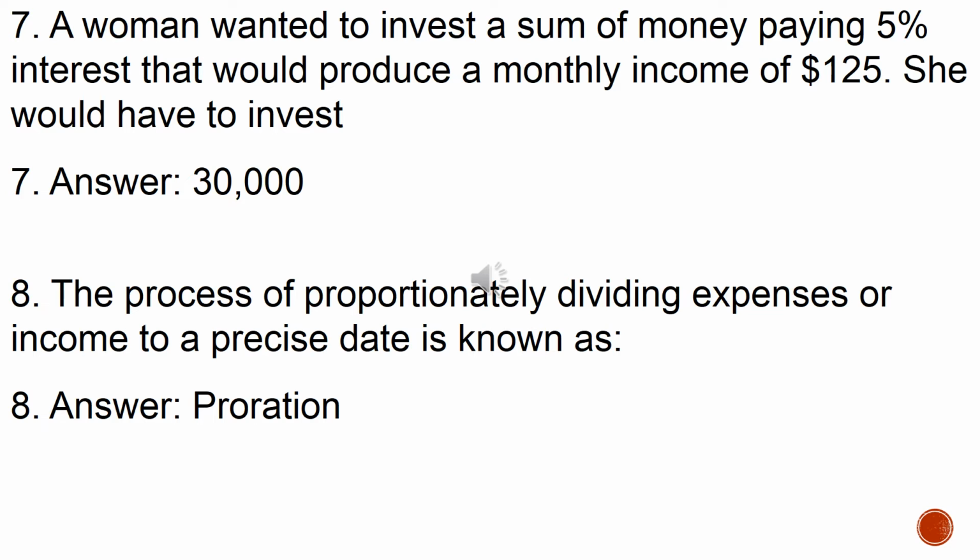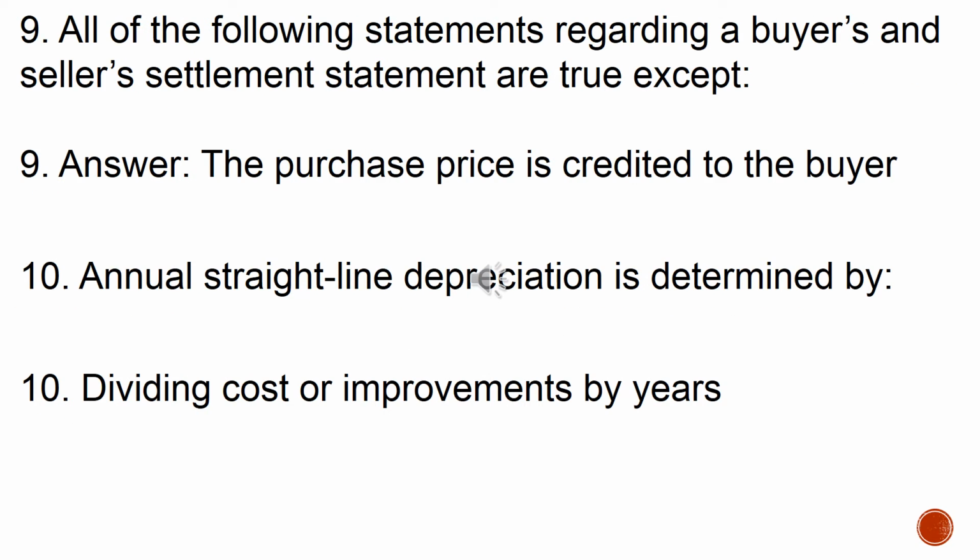Question number 8. The process of proportionately dividing expenses or income to precise date is known as, answer, proration. Question number 9. All of the following statements regarding a buyer's and a seller's settlement statement are true except, answer, the purchase price is credited to the buyer. Question number 10. Annual straight line depreciation is determined by, answer, dividing the cost of improvements by years.